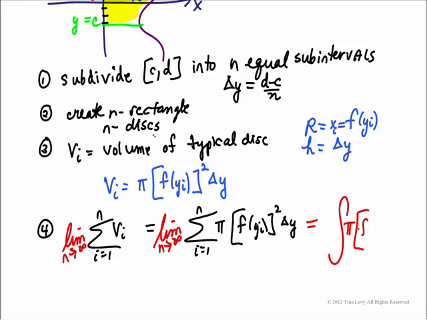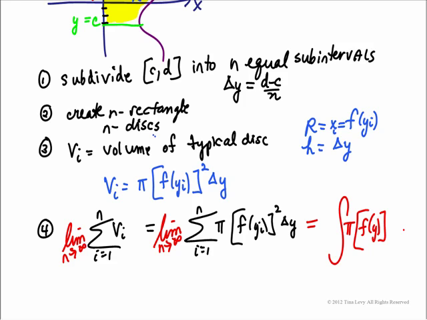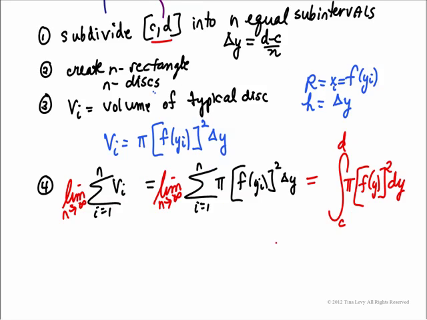Pi f of y squared dy. And of course, because we subdivided CD, that gives us those limits. And this is the volume of the solid. And of course, in this one, it's been rotated about the y-axis. Because of dy, it's rotated about the y-axis.